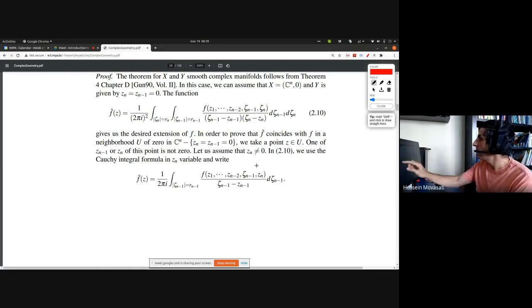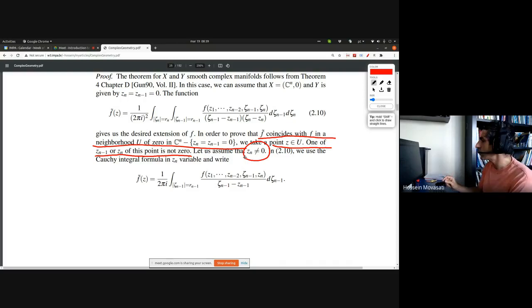So this is what we want to show: f tilde coincides with f in a neighborhood U of 0 in Cn. So if we take z in U, then one of Zn minus 1 and Zn is not 0. For simplicity, let's assume that Zn is not 0.